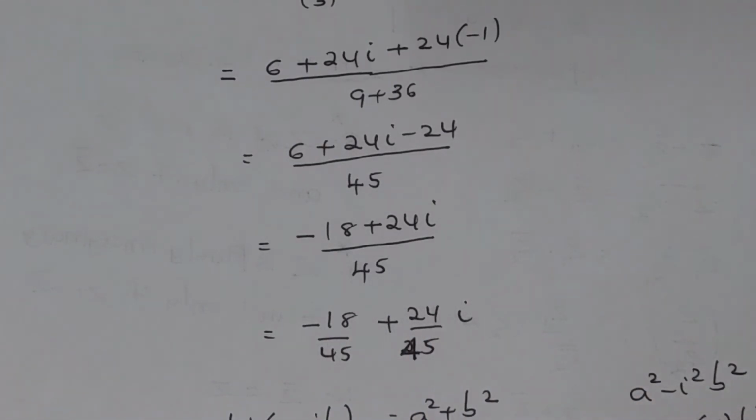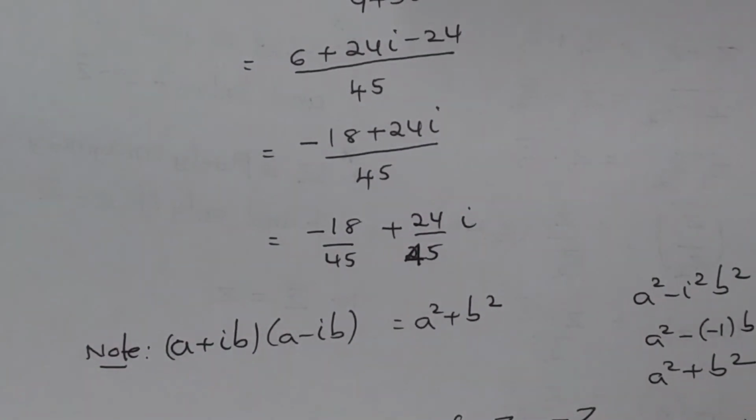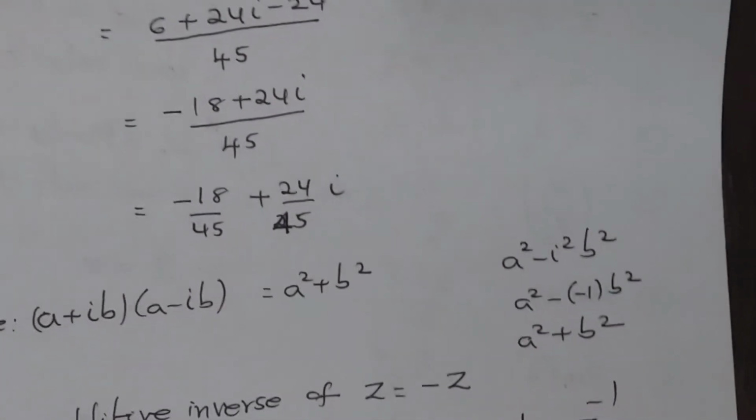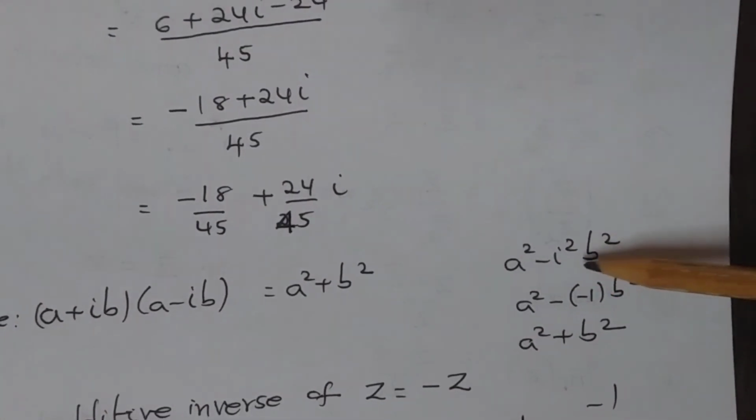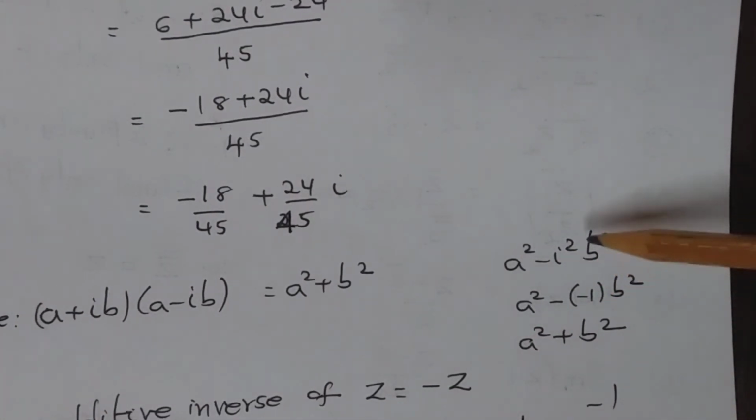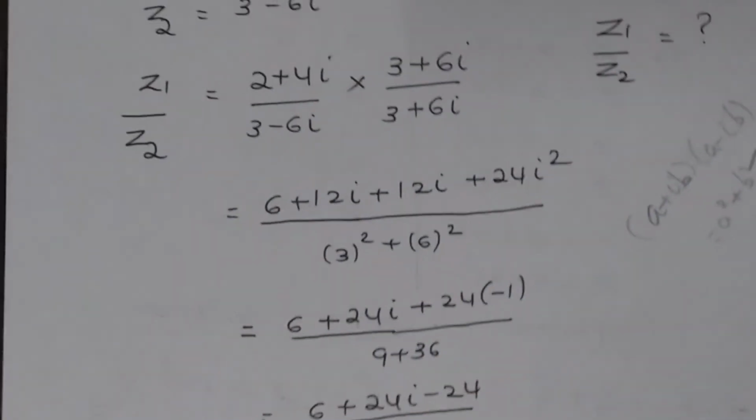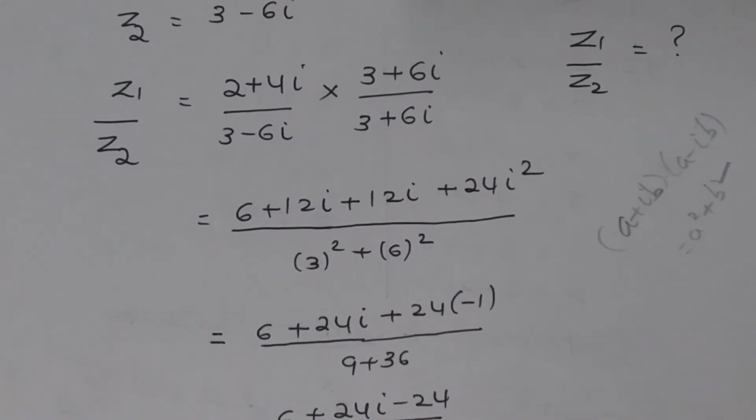In the notes I have said (a plus ib) into (a minus ib) is a square plus b square. Why is it happening? Here I told the reason also. a square minus i square b square, but i square is -1, minus into minus is plus. So students, whenever you get (a plus ib) into (a minus ib), just use the formula a square plus b square. That will appear generally in the denominator. The numerator will come as in multiplication of two complex numbers.